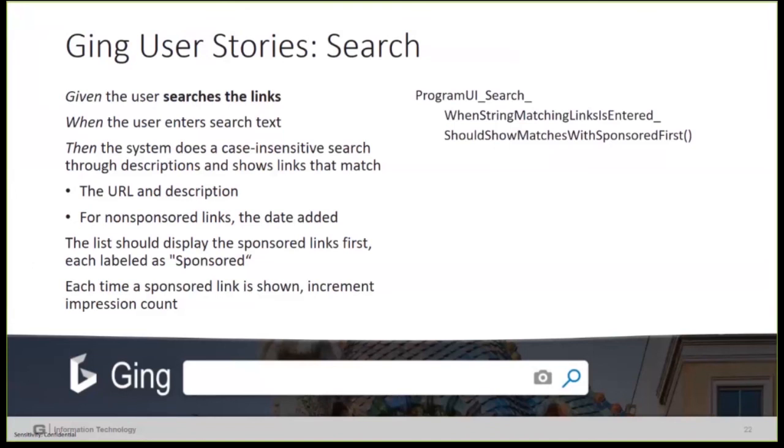So, for example, we may want to say program UI search when string matching links is entered should show method matches with sponsored first. Is that good? Does that look okay? Am I trying to trick you? Yeah, I am. That's good. Anybody else think of other tests?